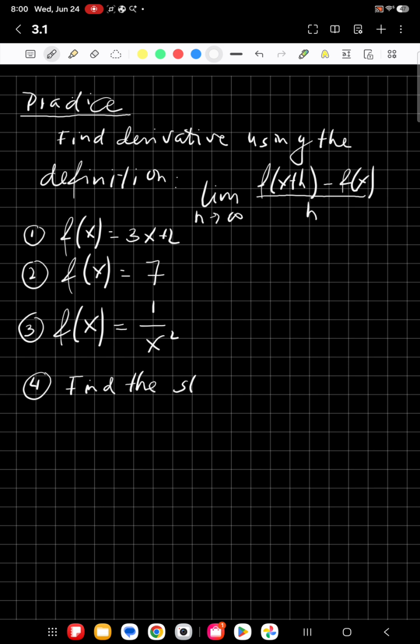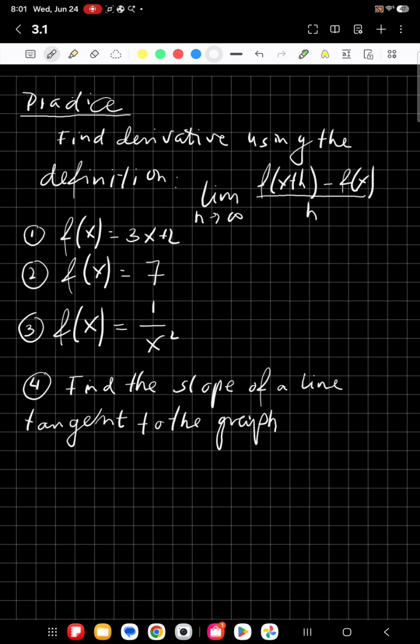Find the slope of a line tangent to the graph of f of x equals x squared at the point (3, 9).